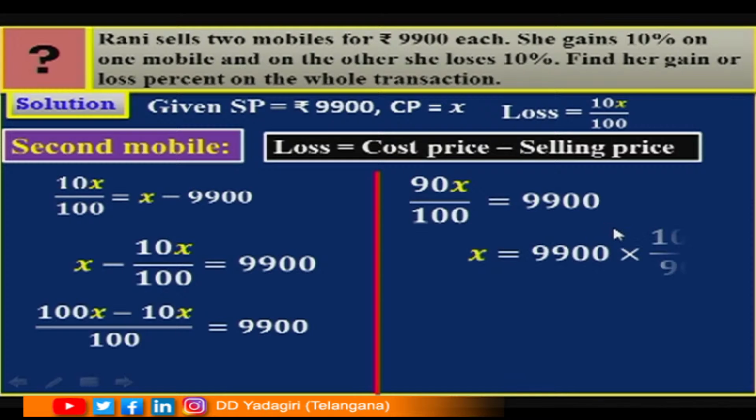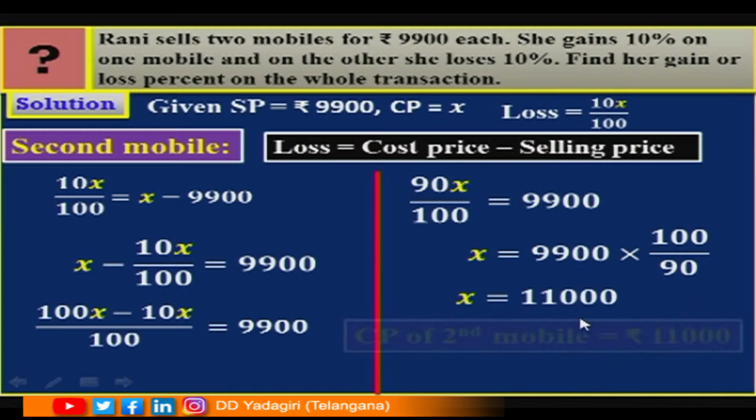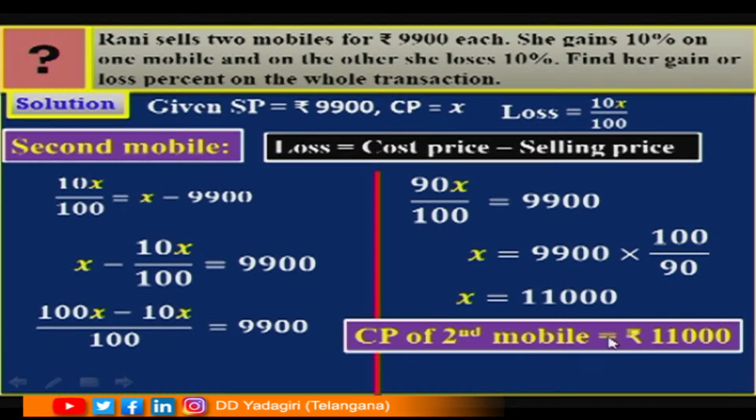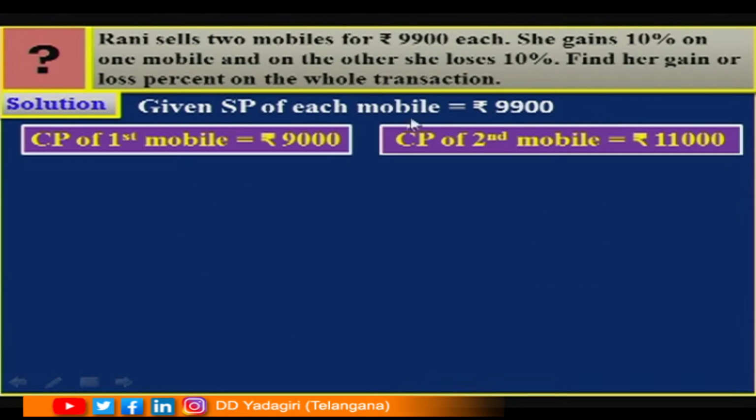Now, what is the value of x, children? Yes, 9,900 into 100 by 90. This on simplification we get 11,000 rupees. Therefore, I can say the cost price or CP of the second mobile is 11,000. Just summarize all these things, children. The selling price of each mobile is 9,900 rupees. Cost price of first mobile is 9,000 we got, and cost price of second mobile we got as 11,000.